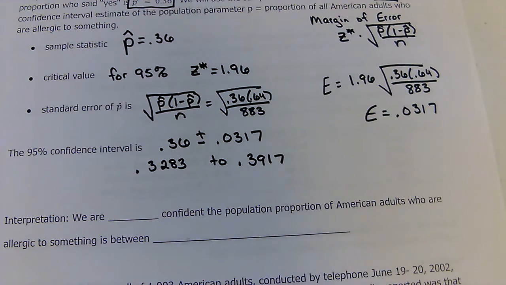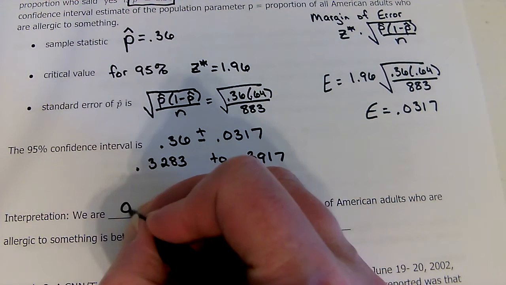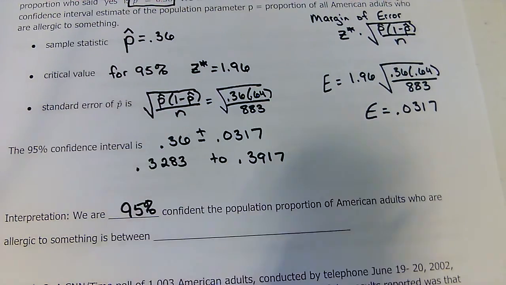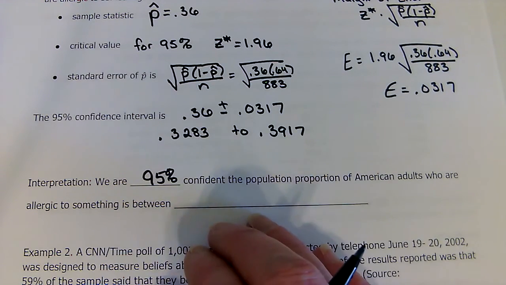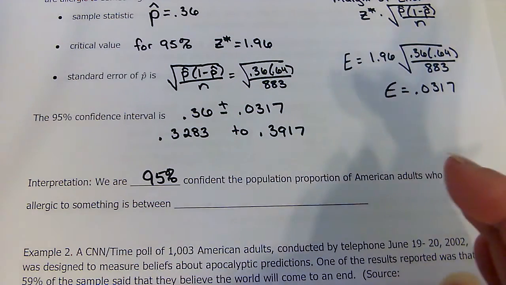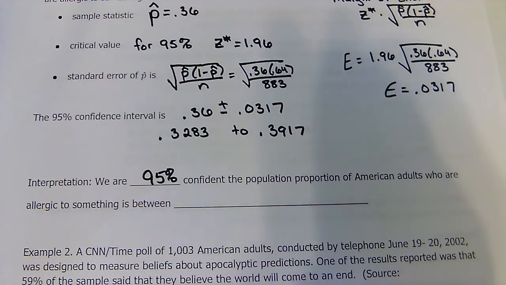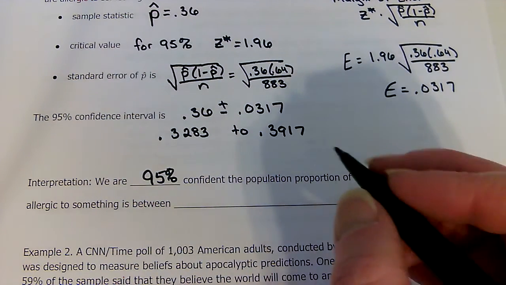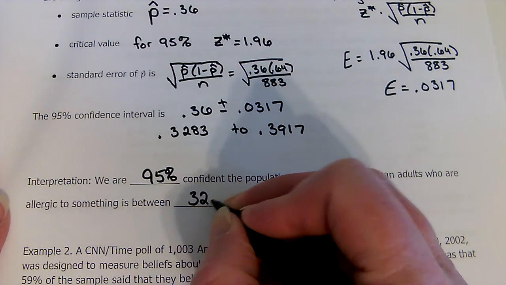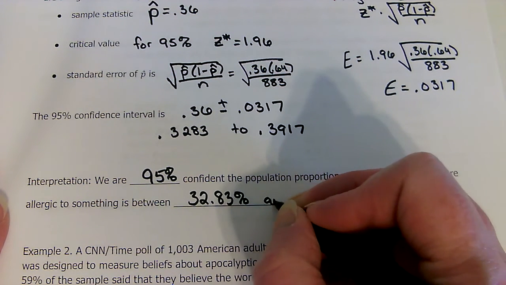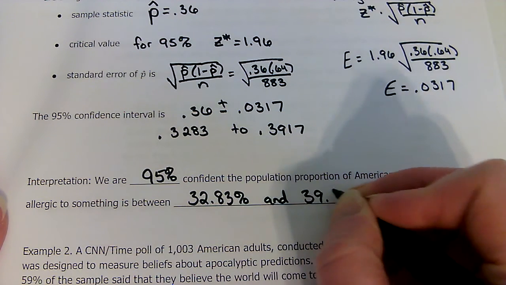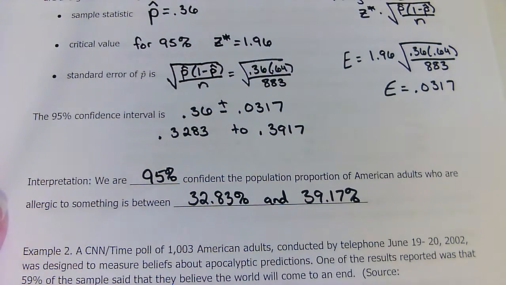So let's think about what this means, that interpretation. We are 95% confident the population proportion of American adults who are allergic to something is between, when we're talking about proportions, 32.83% and 39.17%.